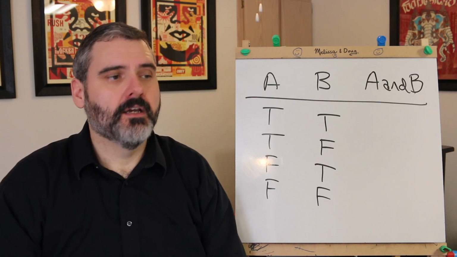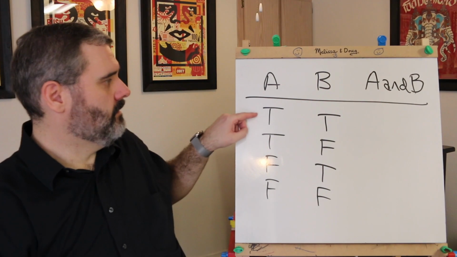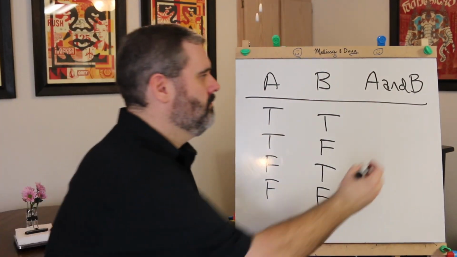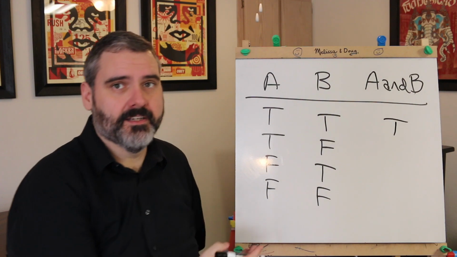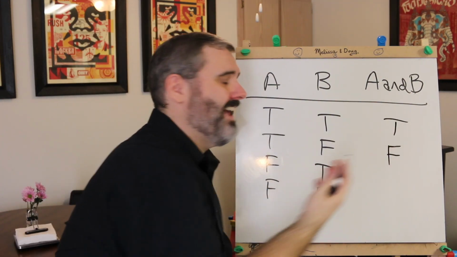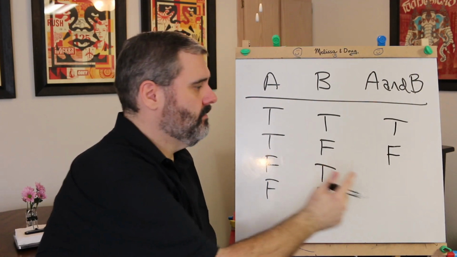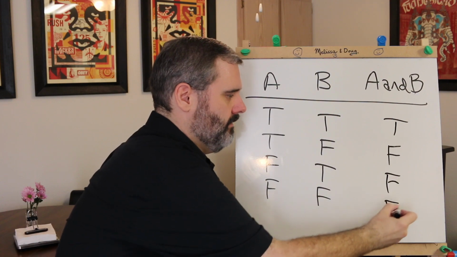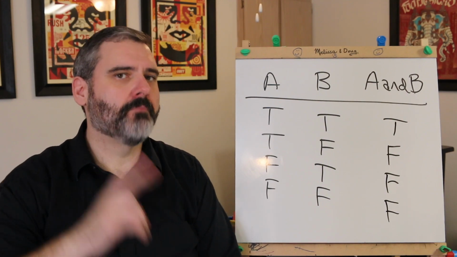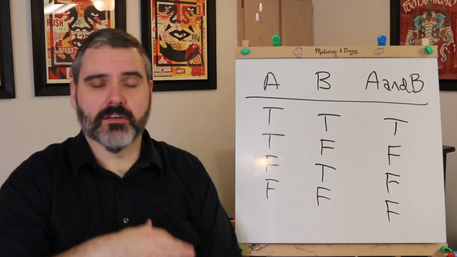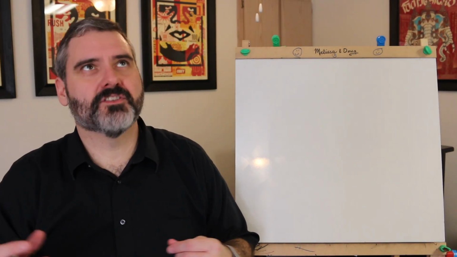If I tell my son, hey, we can have ice cream tonight so long as you do your homework and you clean your room. Well, if he does his homework and he cleans his room, he gets ice cream. Easy. If he does his homework but he doesn't clean his room, he doesn't get ice cream. I said and, he had to do both. If he doesn't do his homework but he does clean his room, he still doesn't get ice cream. And obviously if he doesn't do anything, he doesn't get ice cream. So the value of that compound statement is only true when both A and B are true, and false in every other case.